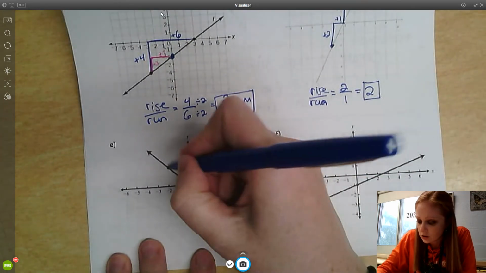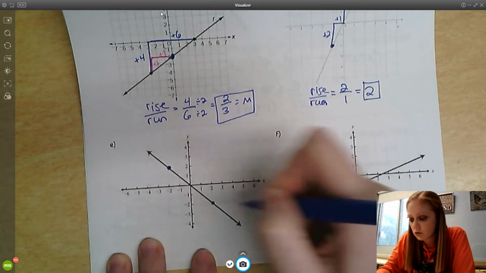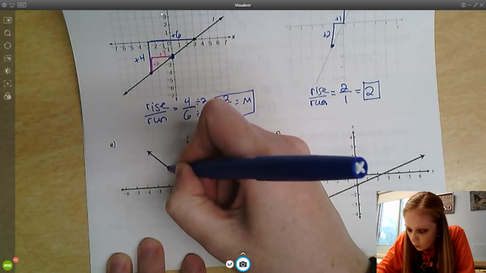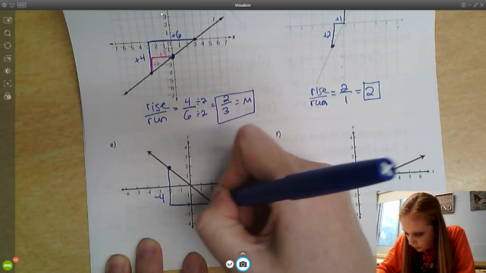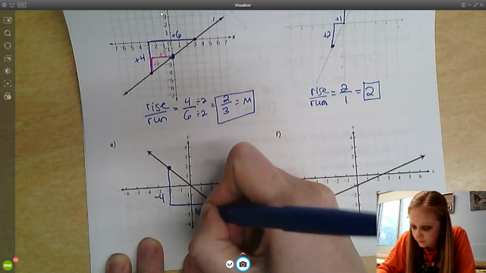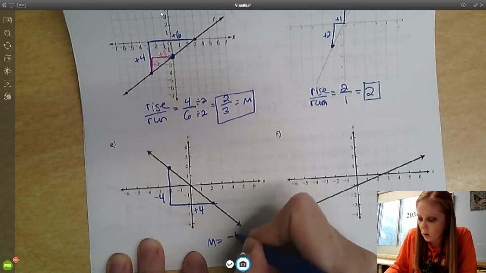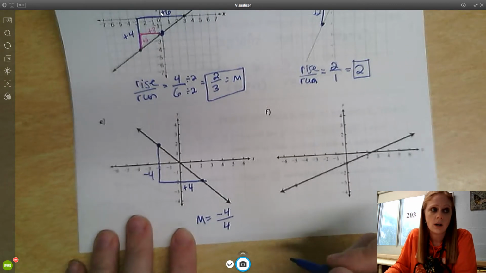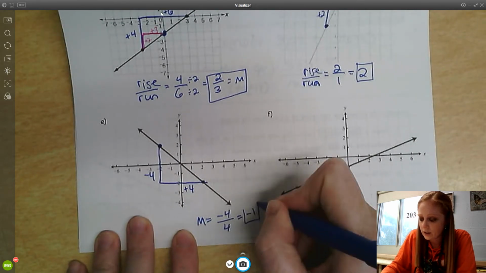Okay, let's do this one now. We're going from this point to this point, right? From left to right. We're going to have to go down 1, 2, 3, 4. Right 1, 2, 3, 4. So our slope is down 4, right 4, which simplifies, negative 4 divided by 4 simplifies to negative 1.